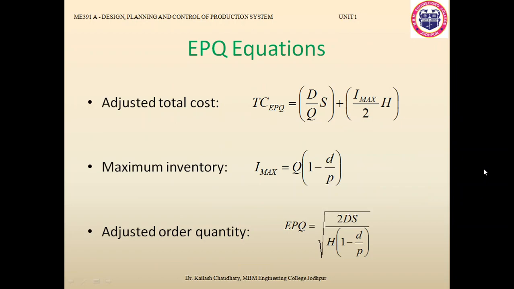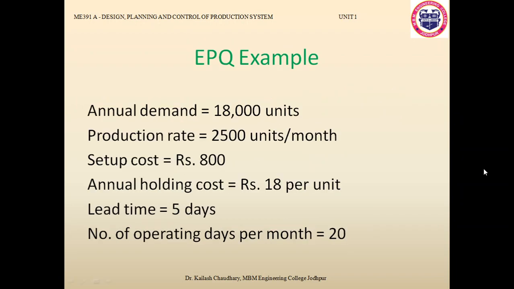Next comes the EPQ equation. It is the second model of economic analysis, where we go for economic production quantity. So we decide on the number of products we need to produce that will make the total cost minimum. In that case, the total cost is given by this equation. The minimum inventory we should have is given by the second equation, and the economic production quantity is given by the third equation. Now we have one more example to make this EPQ equation clear.